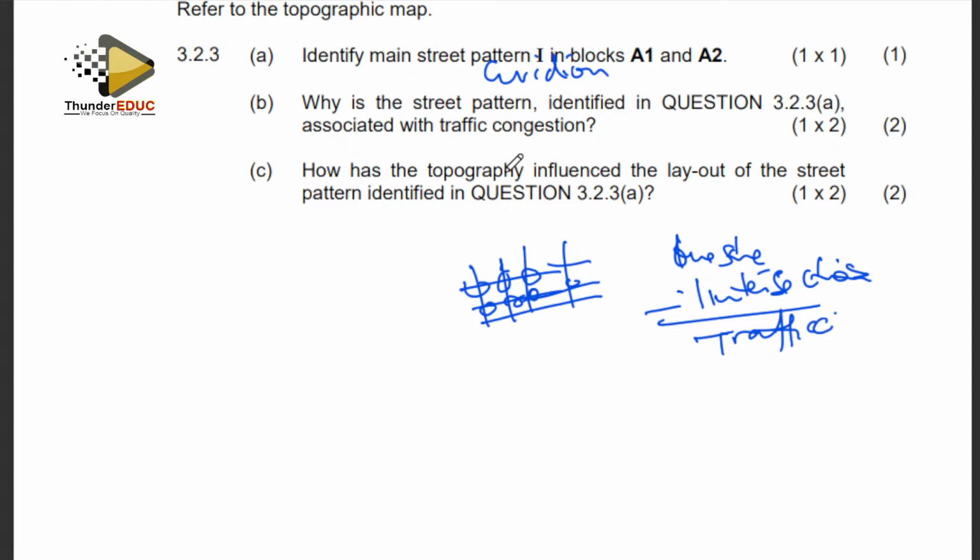Part C, how has the topography influenced the layout of the street pattern identified above? When the question is asking you about topography, it's basically saying how is the relief, the nature of the land, influencing the way the streets are existing.